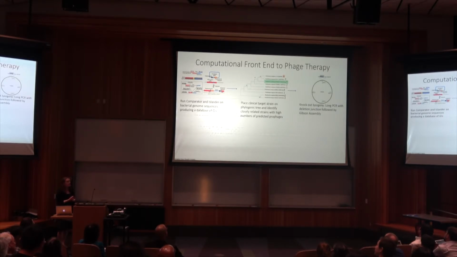And the way we've done this thus far, we've used Pseudomonas aeruginosa as a proof of principle. We've created interlocking Gibson assembly long PCR fragments that delete the integrase gene, which would remove the ability to integrate into the host genome.